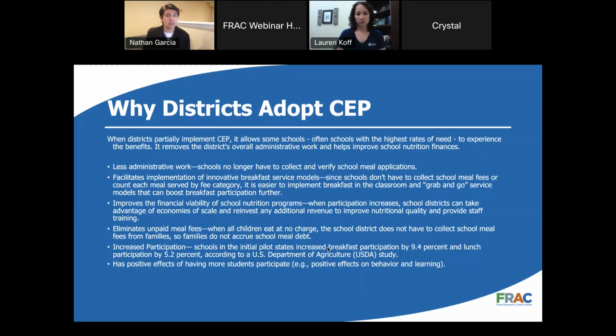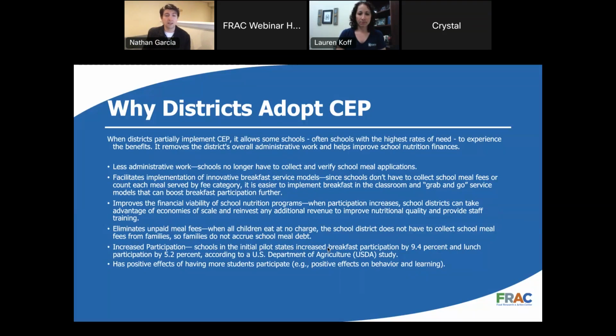We've heard that it creates less administrative work. Schools no longer have to collect and verify school meal applications. It facilitates implementation of innovative breakfast service models. Since schools don't have to collect school meal fees or count each meal served by fee category, it is easier to implement breakfast in the classroom and grab-and-go service models that can boost breakfast participation even further.